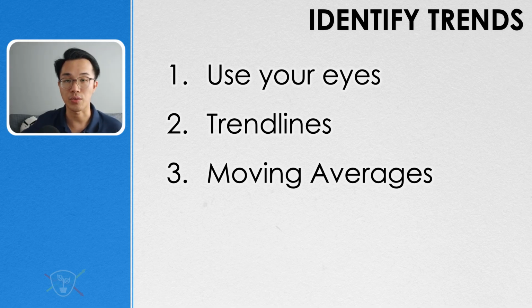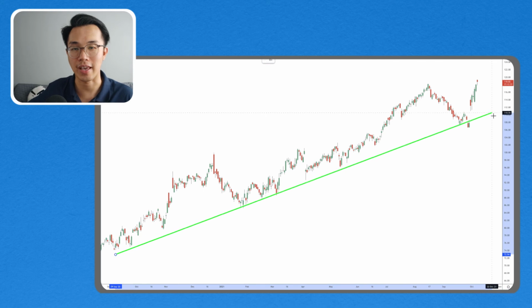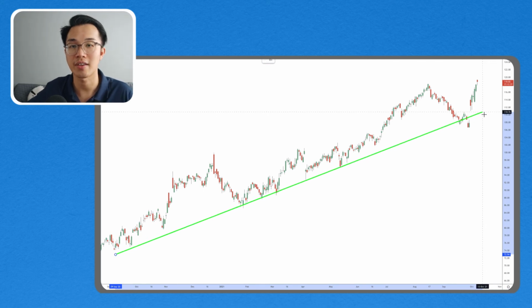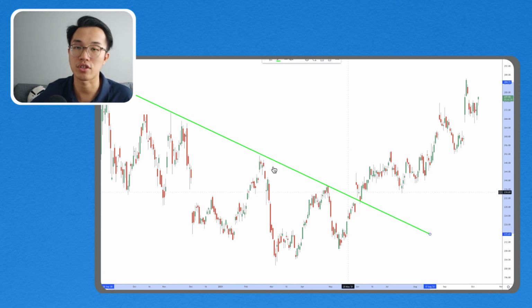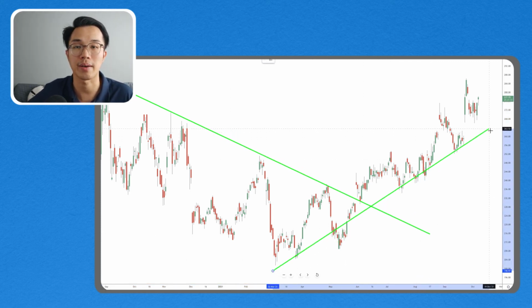Personally, out of the 3, method 2 is the one that I prefer to use the most. But drawing trend lines can be as much an art as it is a science. So it will take some practice and some patience in order to identify them quickly.